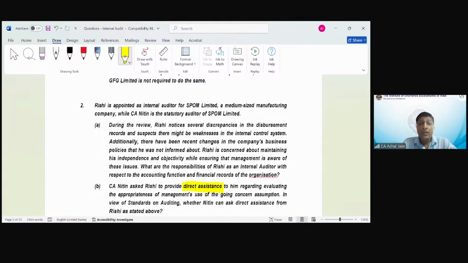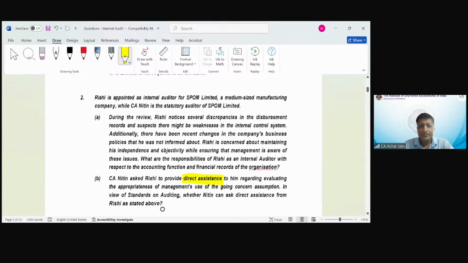Now, as per the requirements of auditing standards, which will apply to the statutory auditor, whether the statutory auditor can ask for such direct assistance. Over to you. What do you think?